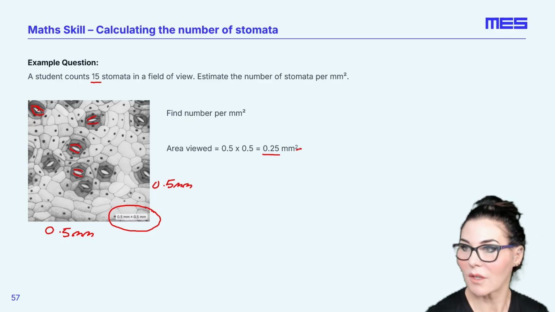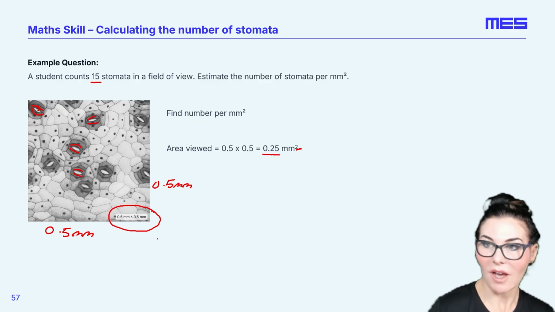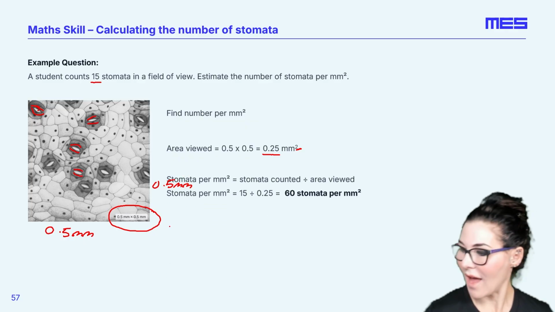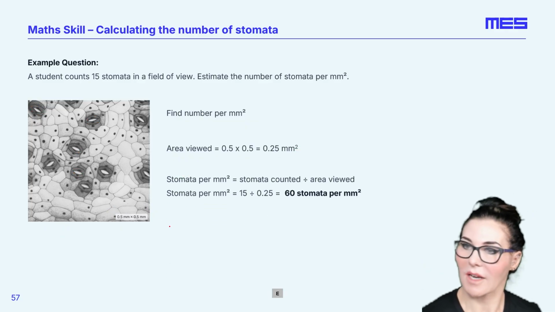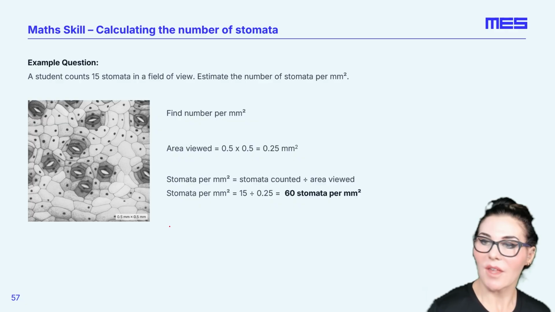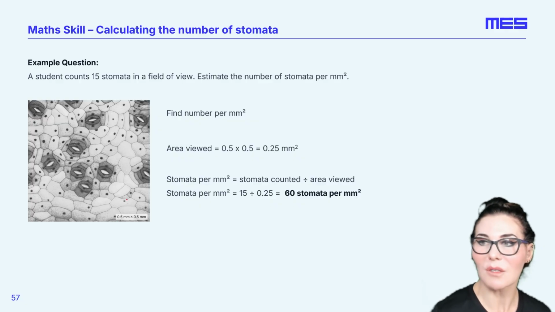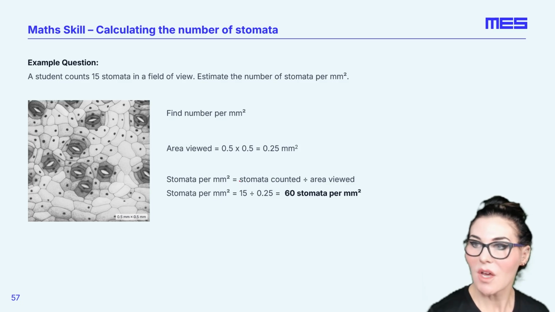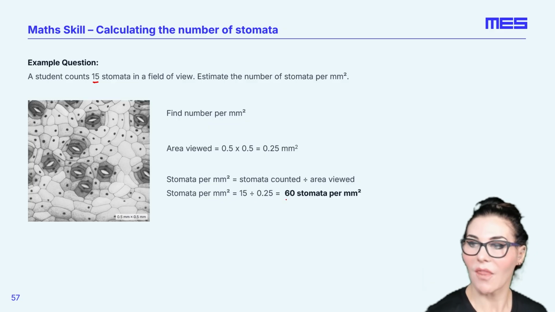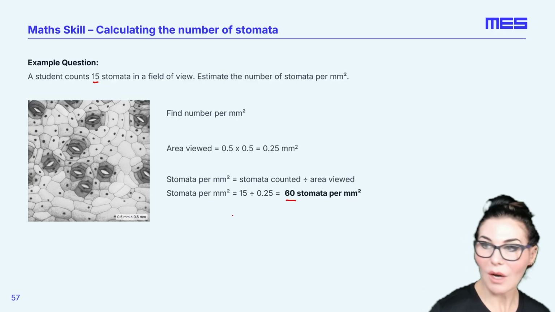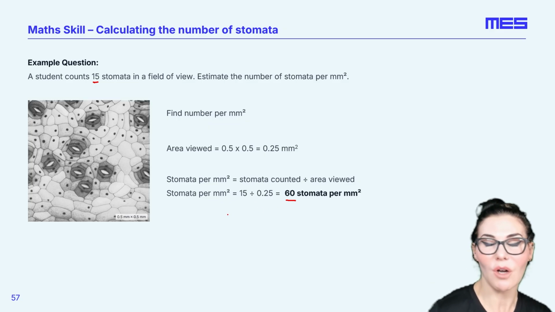Don't forget that we've worked it out as an area. You would then need to account for how many there would therefore be in 1 millimetre squared, because that's what the question wants you to do. So you'd simply take 15, because that's the number of stomata, divide it by the area you're looking at, and that should, once you've plugged it into your calculator, come out at 60 stomata per millimetre squared.